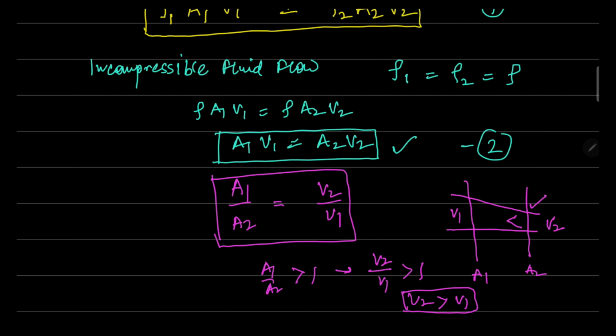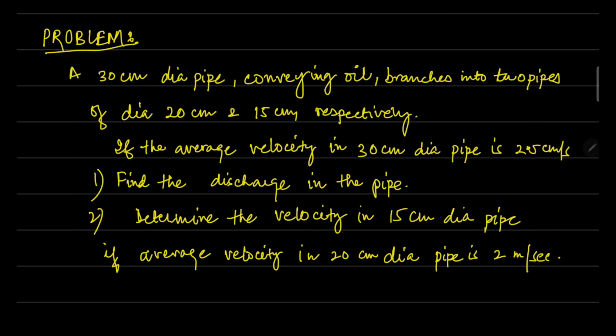Now let's try to solve some problem based on the continuity equation. The problem we are going to solve is like that. A 30 centimeter dia pipe conveying oil branches into two pipes of dia 20 centimeter and 15 centimeter respectively. If the average velocity in the 30 centimeter dia pipe is 2.5 meter per second, the first question is find the discharge in the pipe.